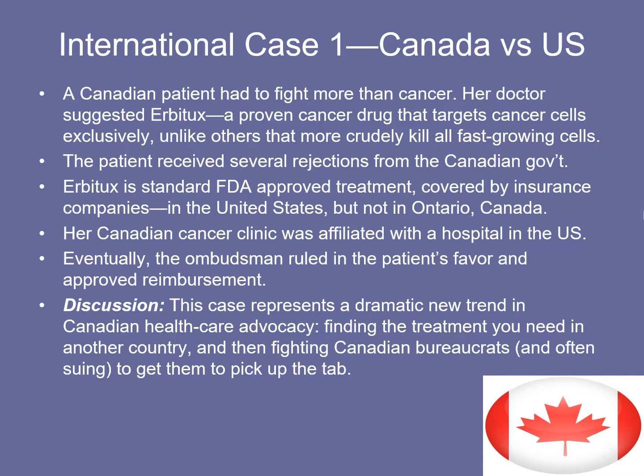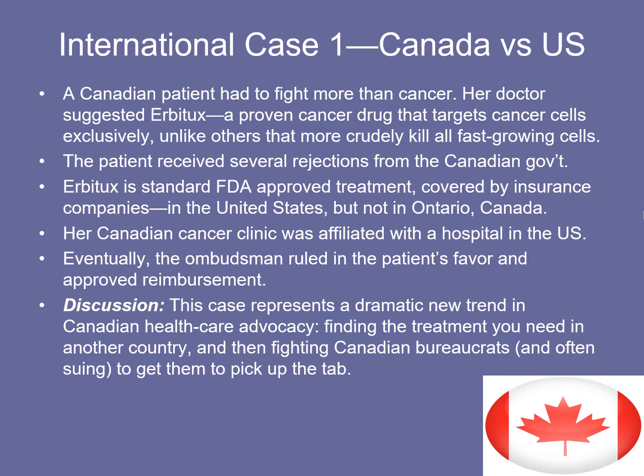However, on further investigation, the patient found out that this particular medication, Erbitux, is a standard FDA-approved treatment in the United States, and found this information out through an affiliate hospital in the United States, in Buffalo, New York. Eventually, an ombudsman ruled in the patient's favor. The ombudsman is a system they have in Canada to permit patients to appeal rejections. And in this case, the ombudsman, with all the information in hand, most notably that this was an FDA-approved treatment in the United States, ended up ruling in the patient's favor.